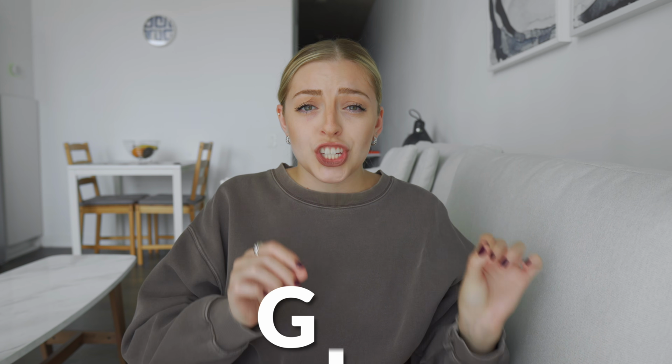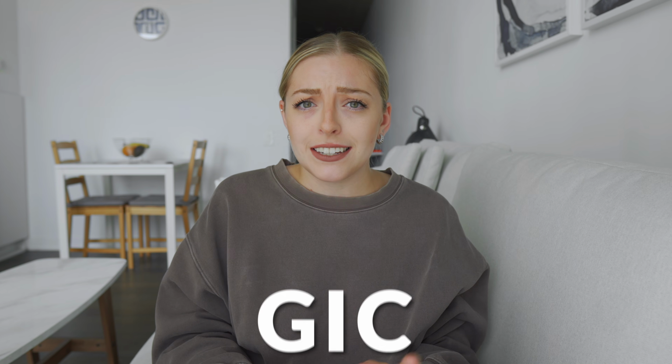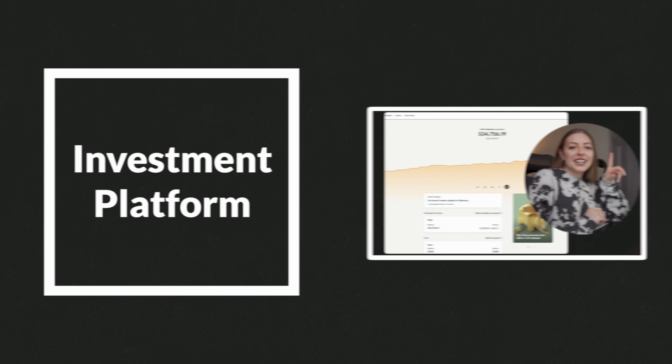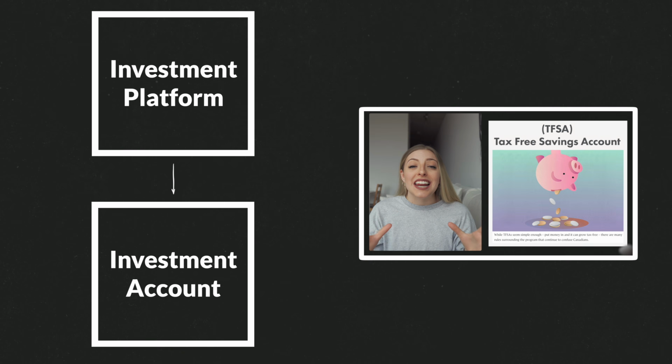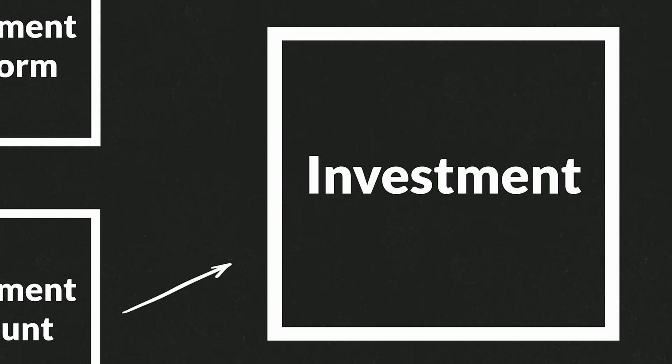If you just clicked on this video, then you've probably heard of the letters GIC before, but you're not sure if it's actually something you should be investing in. Now, investing has a few key steps, and we kind of like to look at it like a flowchart. So first, you pick your investment platform and you create an account. Second, you pick your investment account where you'll actually buy the investments in. And then finally, you actually pick an investment to buy. And this step is where it can get a little bit more complex.